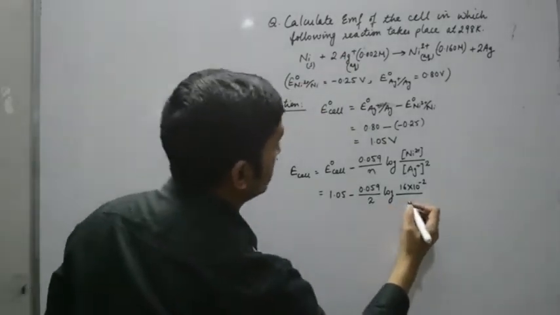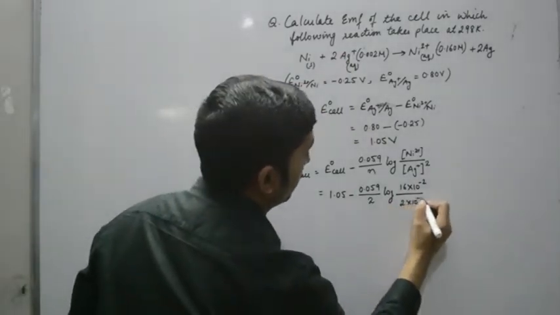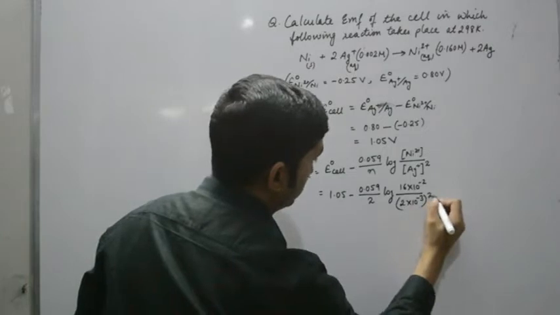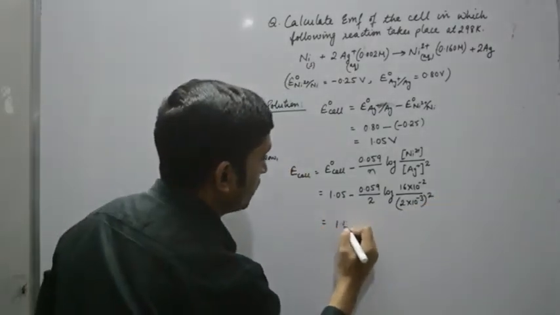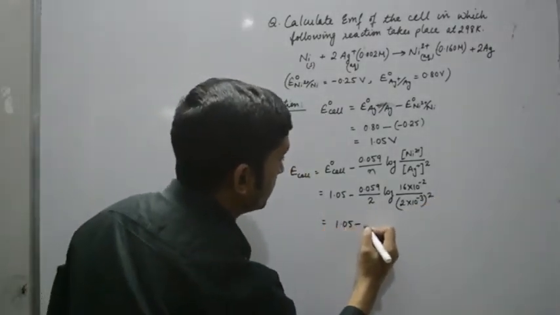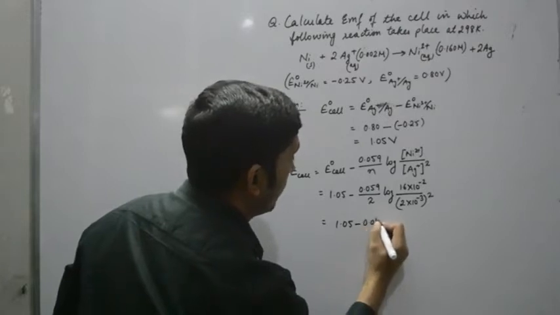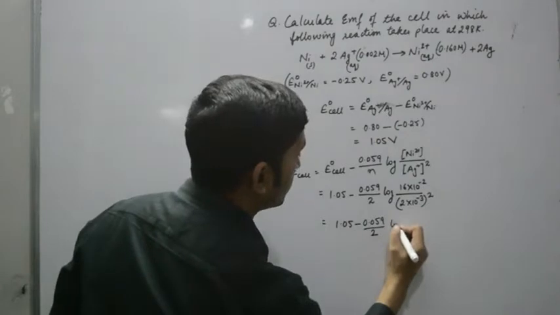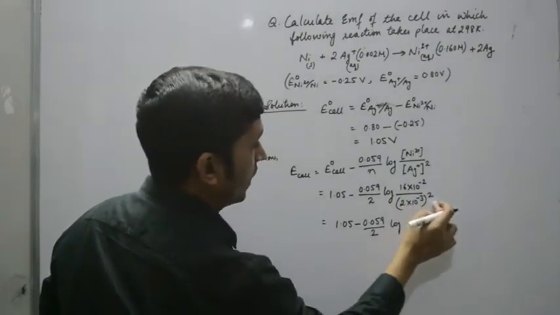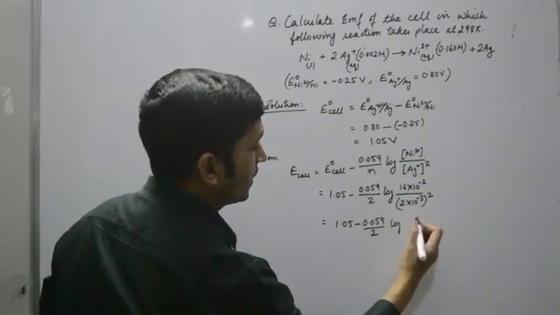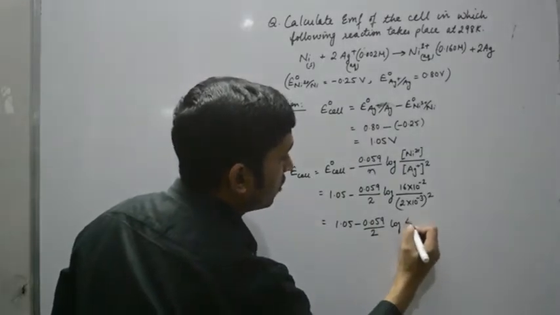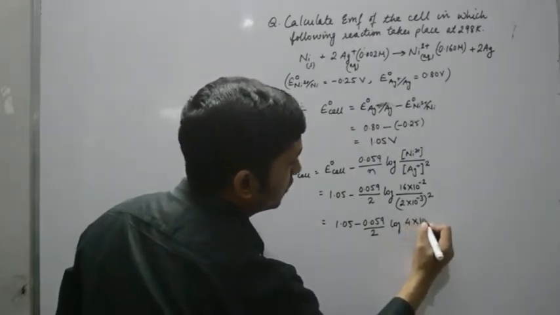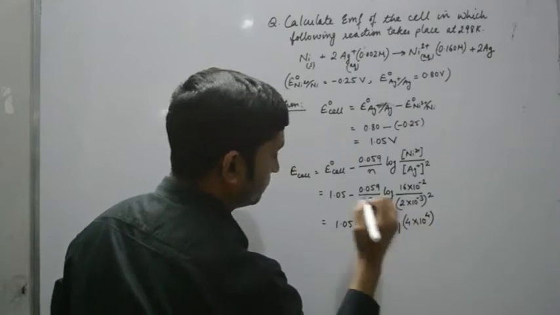So we can write it here as 2 into 10 to the power minus 3 square. So we will get here 1.05 minus 0.059 upon 2. On solving, we will get here log 2 square, that's 4, then 16 will be divided by 4. So we will get here log 4 into 10 to the power 4.